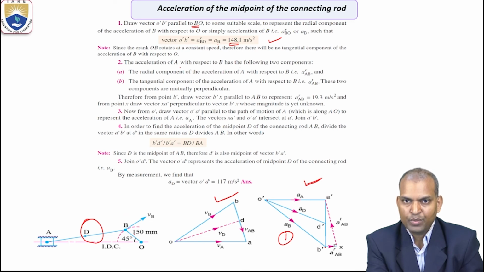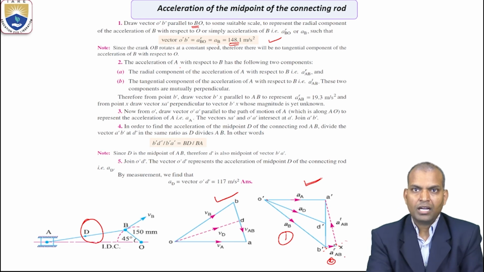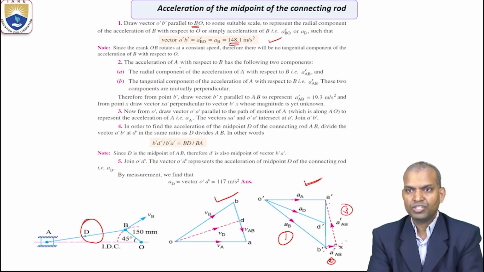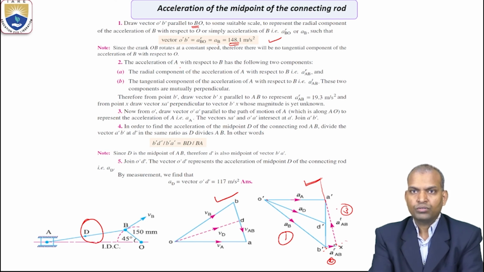I am talking about link AB, the configuration diagram. So you draw the lines parallel to, that is the radial component ARAB, which we know. This is the second step. And after that, perpendicular to that link, third step, you draw that is ATAB. We don't know the magnitude, we know the direction. Now, after that what to do?